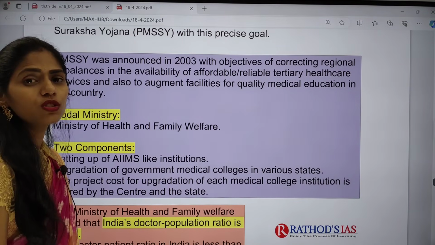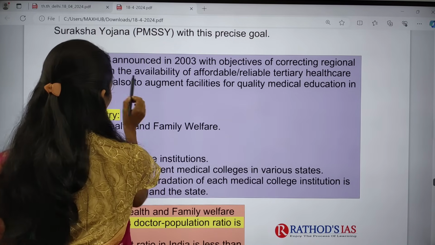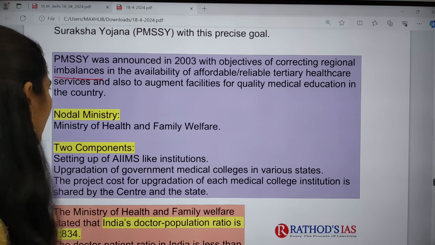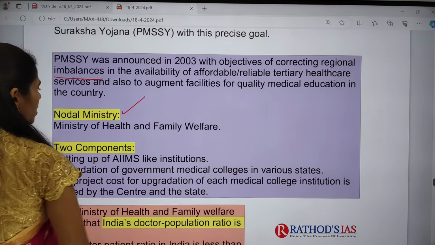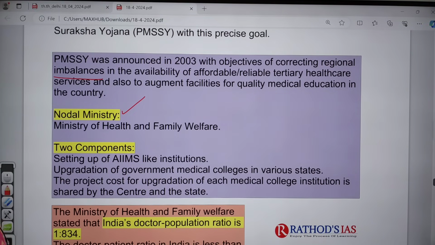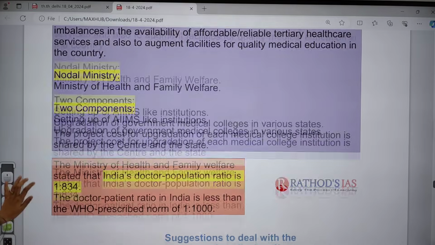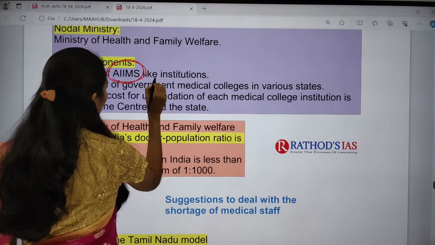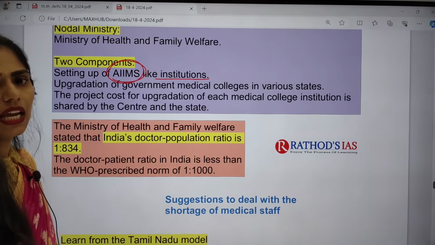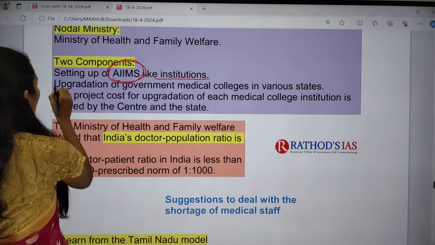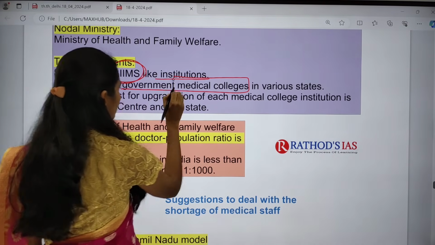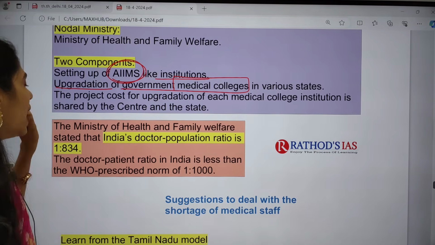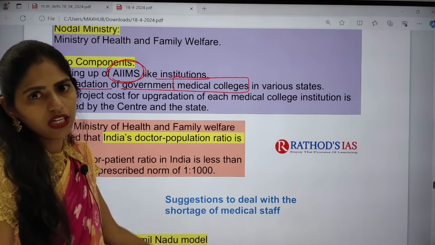and the important objective of this scheme is to correct regional imbalances in availability, affordability and accessibility of tertiary healthcare services. And which ministry is taking care of it? That is obviously the Ministry of Health and Family Welfare. There are two components under this scheme. The first is to set up AIIMS-like institutions. And the next is upgradation of government medical colleges in various states.